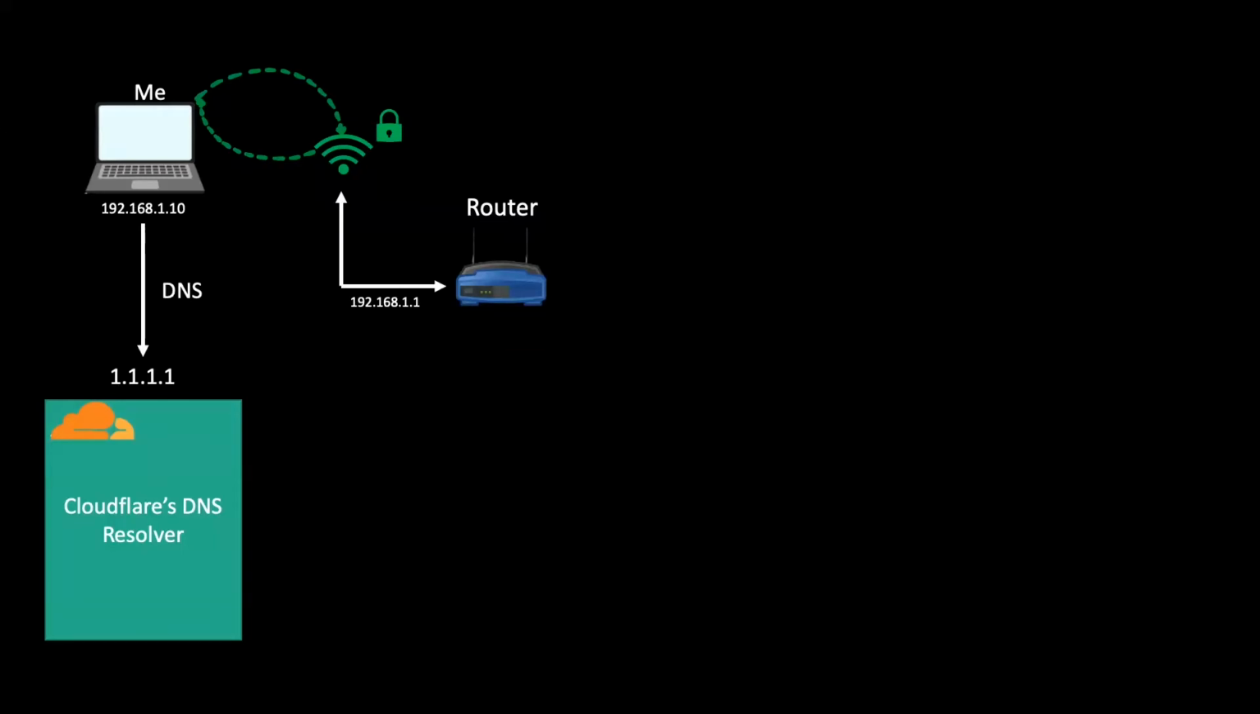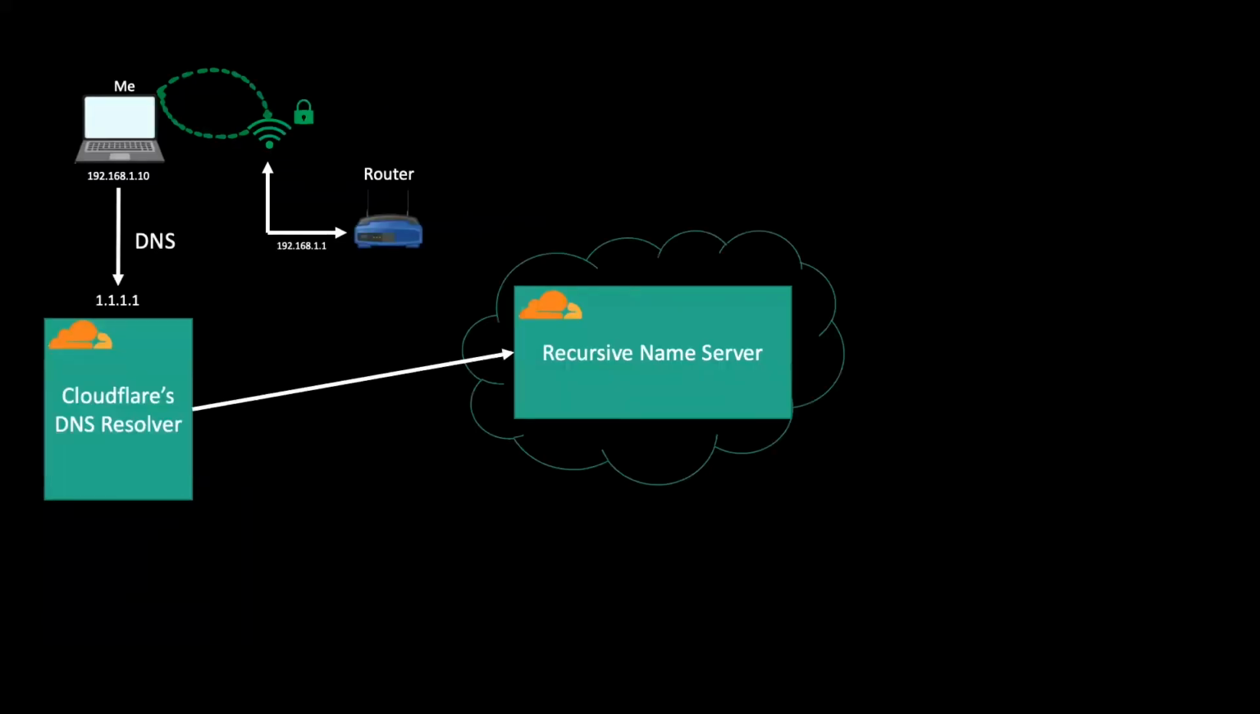Now, your router tends to assign you a DNS server automatically, but inside the network settings of whatever OS you're on, you can also set your own DNS server manually. So in this case, we'll be manually setting our DNS to Cloudflare's resolver. From Cloudflare's resolver, it has its own connection to, inside of Cloudflare, its recursive name server.